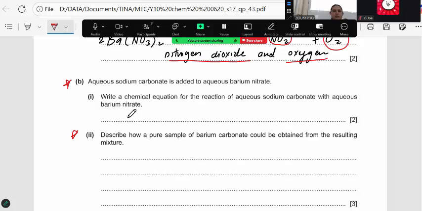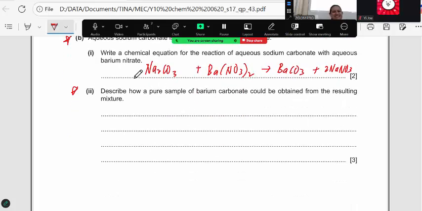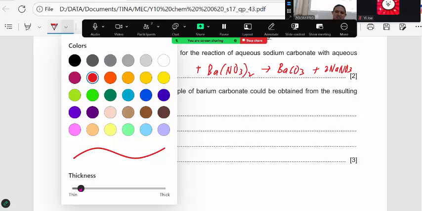Okay, let's do this first. Chemical equation. Sodium carbonate, barium nitrate, barium carbonate, sodium nitrate. Correct? Okay, close enough.